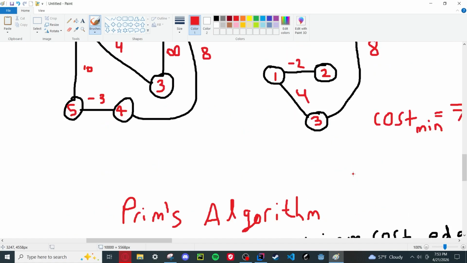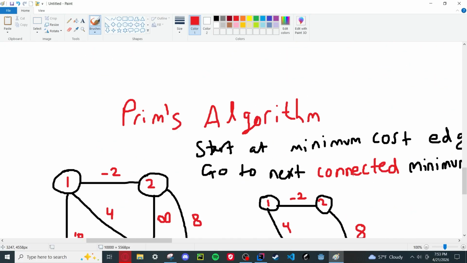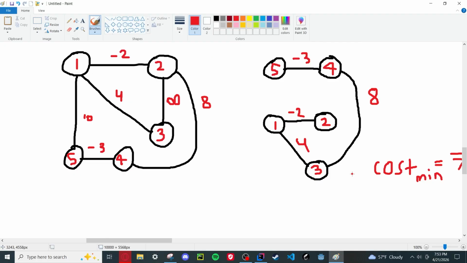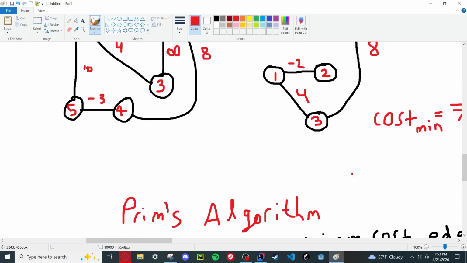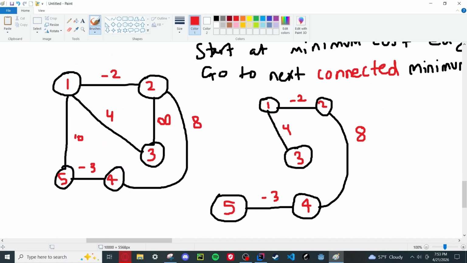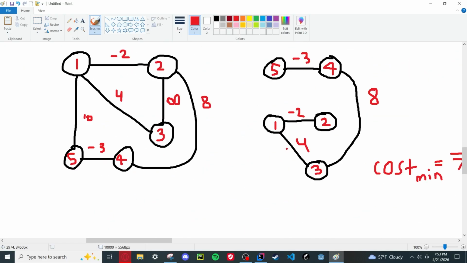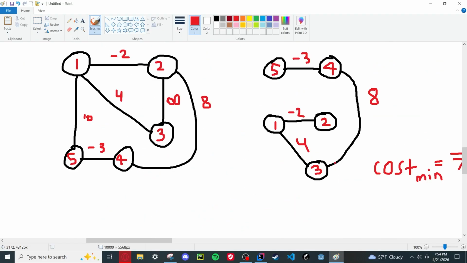But looking at this and looking at this, if you look at them, they're actually the same thing, right? Prim had 1 to 3. Kruskal did 1 to 3, Prim did 1 to 3. Then Kruskal had 1 to 2, Prim had 1 to 2. Kruskal had, oh yeah, there we go. That would do it.